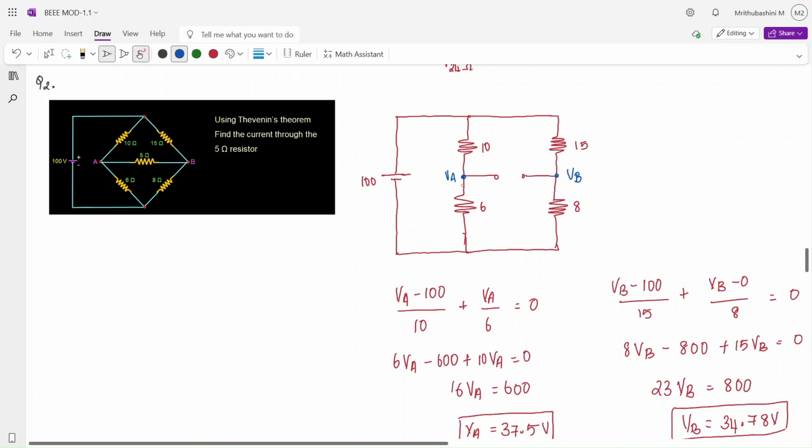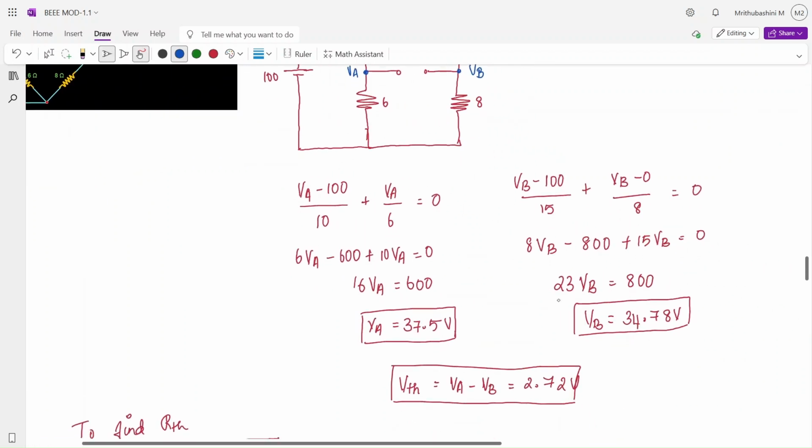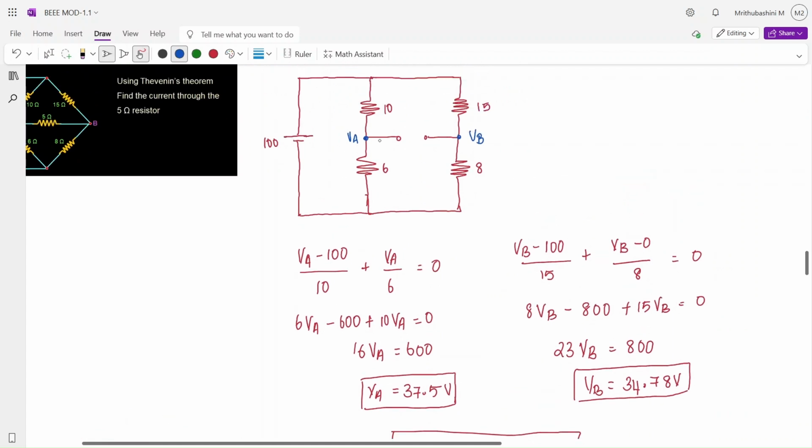So this will be VA, which I can find separately. VB I can find separately by using nodal analysis. Whatever technique you want, you can find these two voltages. If you subtract these two voltages, you'll get the Thevenin voltage. Obviously, right? You can just see it. So I am using nodal analysis right here, but you can use whatever method you want to find the voltage.